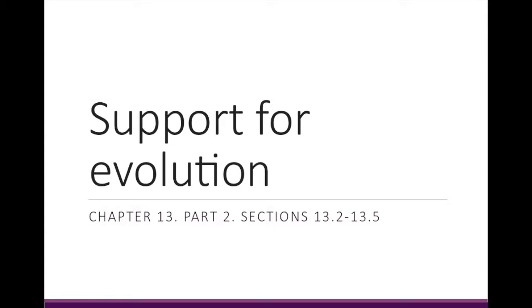Darwin's ideas were very radical when he first published them, but over the centuries, scientists have found a lot of evidence to support the theory of descent with modification. So, in this section, we're going to look at several lines of evidence that help support this theory of descent with modification or evolution.